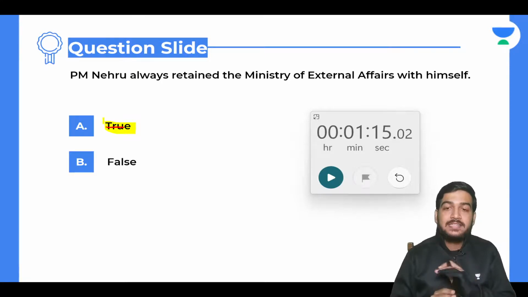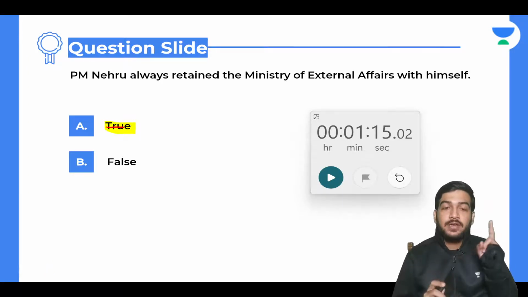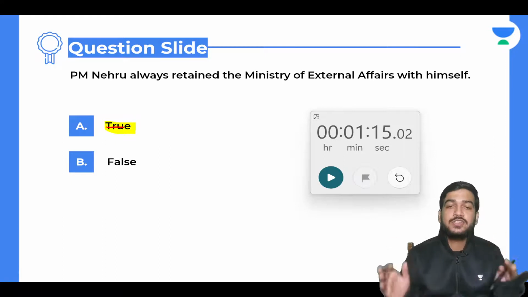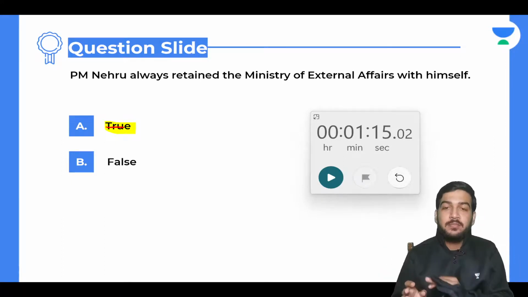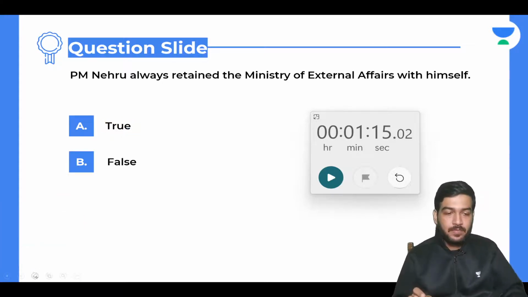Now, why is it so important? Because when the Nagaland crisis or the insurgency started, Prime Minister Nehru had appointed a director within the Ministry of External Affairs to always deal with the Naga insurgency. So there was a separate office within the Ministry of External Affairs, or MEA as we call it, to deal with the Nagaland insurgency directly. So the answer is true.